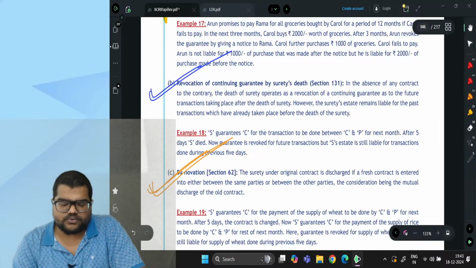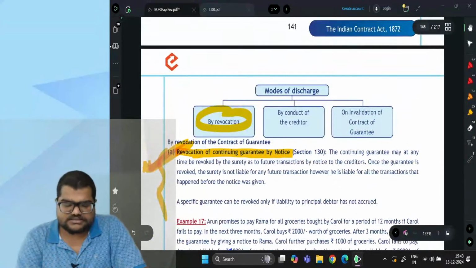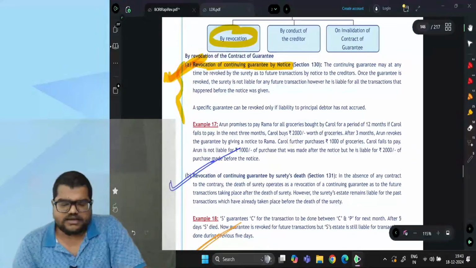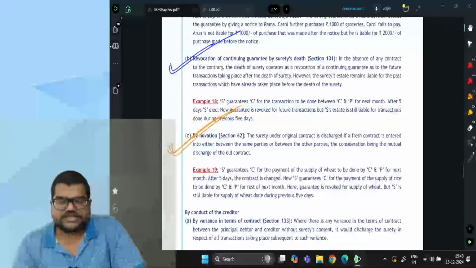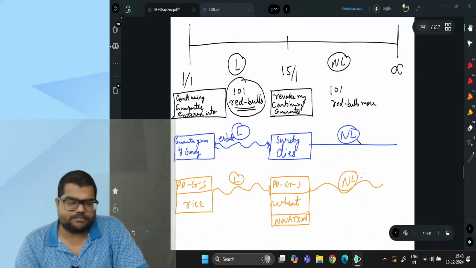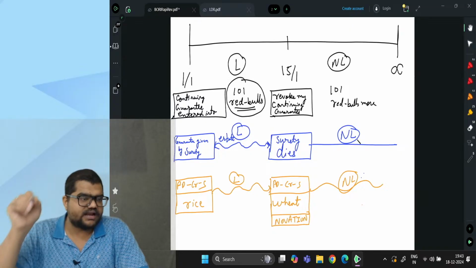So I'm trying to make you understand, sir, under this revocation, the 3 points that we have, which are revocation of continuing guarantee by notice, then surety's death and novation. All the 3 topics can be done with the help of this simple diagram.